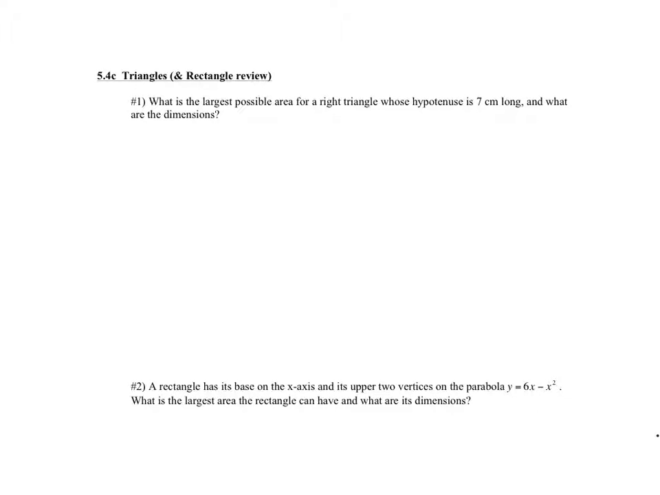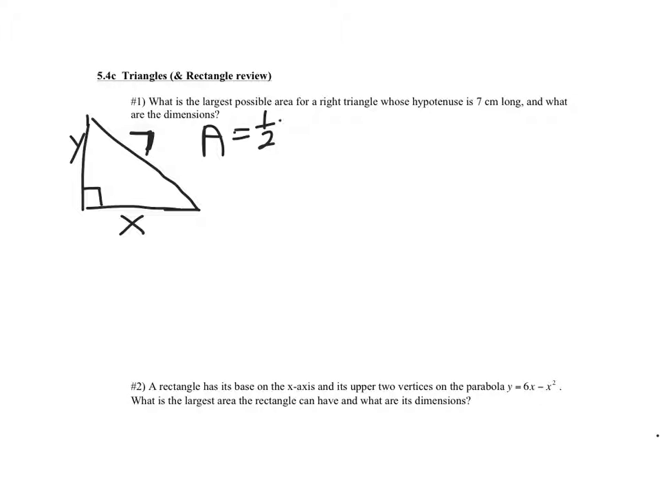are the dimensions? Well, first we're going to draw a right triangle, and the hypotenuse is 7. Now, I don't know what either one of these sides is, so I'm going to call them X and Y. All right, so let's go with what we know. We're trying to maximize the area, and we know that the area of this triangle is 1/2 base times height, so 1/2 XY. We also know from the Pythagorean theorem that x squared plus y squared is equal to 49.